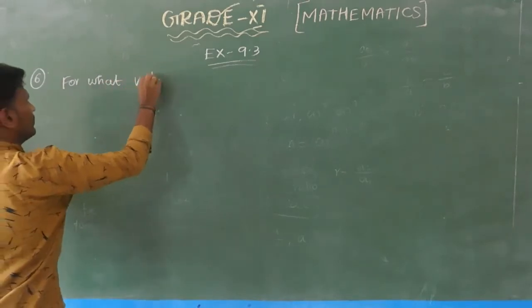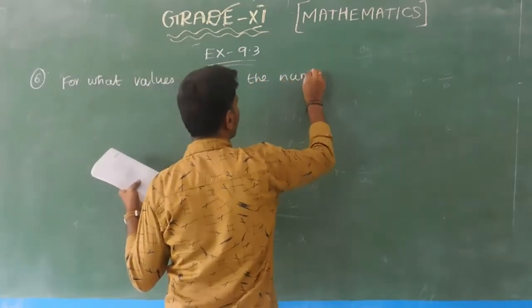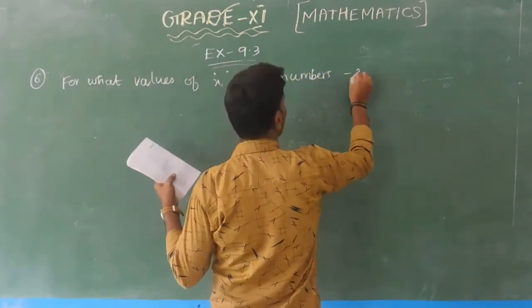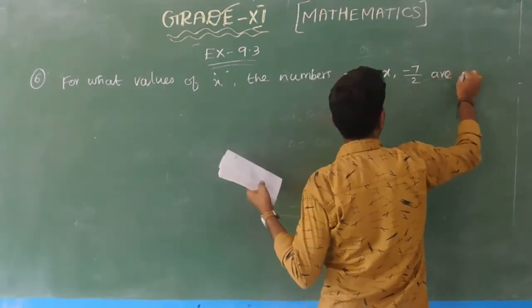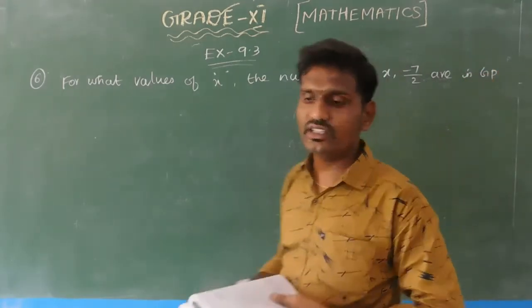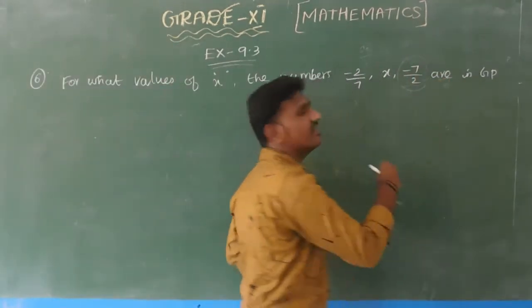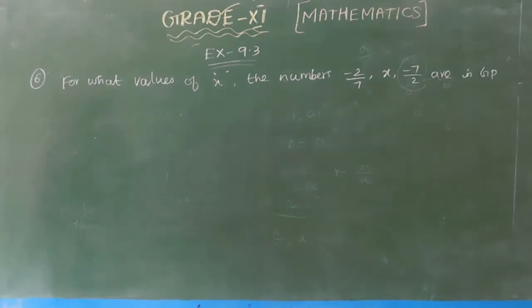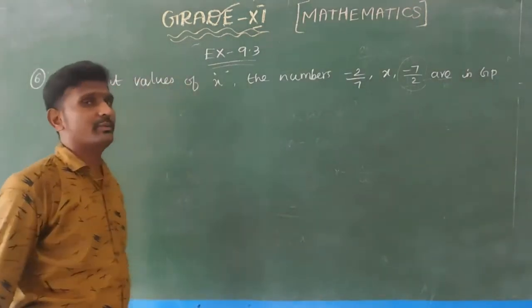Find the values of x. The numbers minus 2 by 7, x, minus 7 by 2 are in GP. So students, this is your question, and some books have a printing mistake in the third term, showing it like minus 2 by 7. Actually that is wrong. So this is your correct question. Have you got it, children? Now, for what value of x are the numbers minus 2 by 7, minus x, minus 7 by 2 in GP?